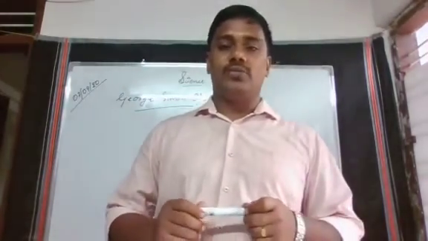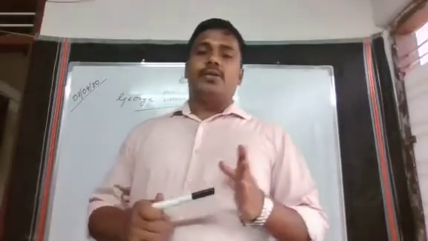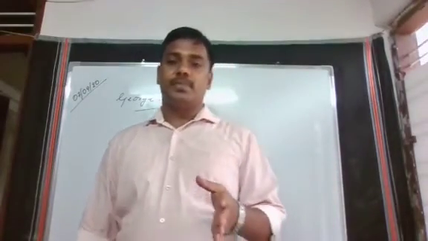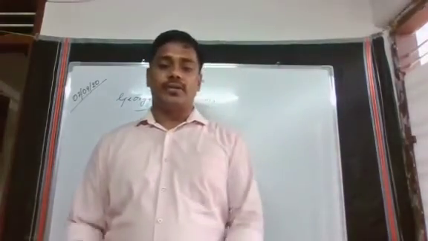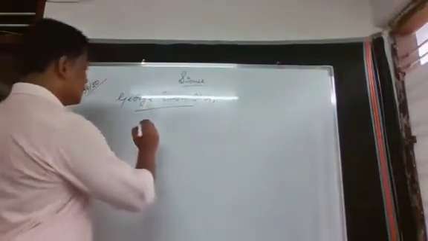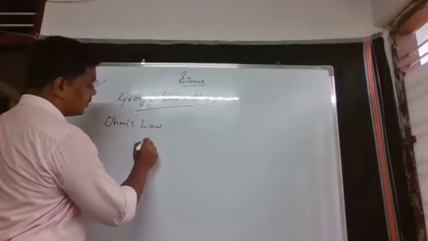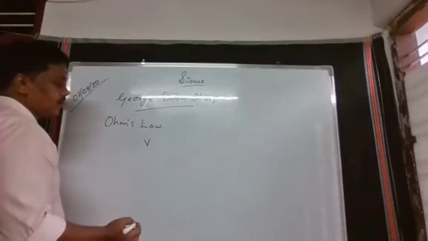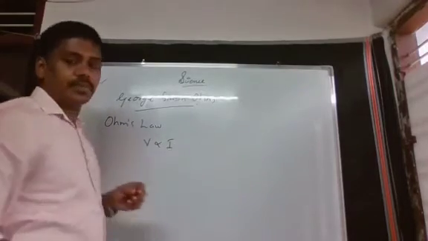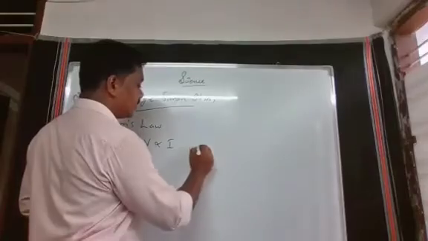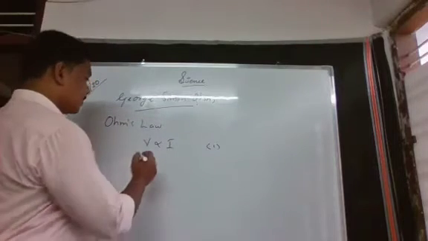What is Ohm's law? How can we define Ohm's law? The potential difference across a conductor is directly proportional to the current flowing through it. We can write that the potential difference V in a metallic wire or in a conductor is directly proportional to the current flowing through it. We can take it as equation number 1. Then V by I is constant.